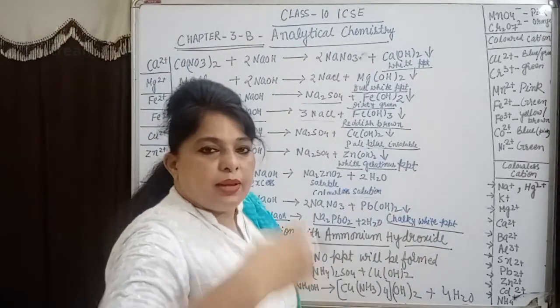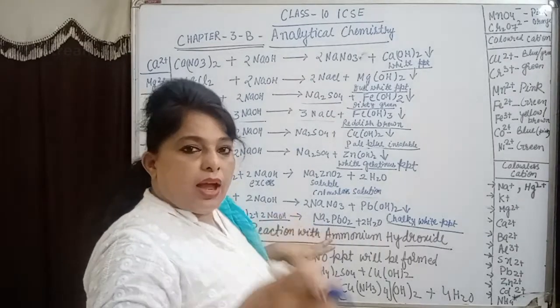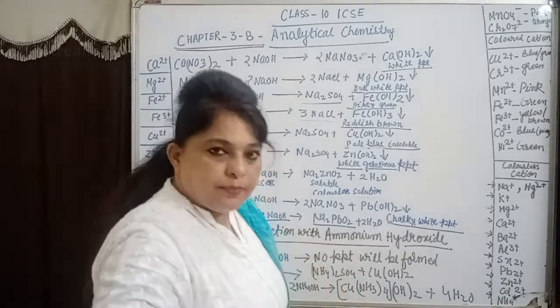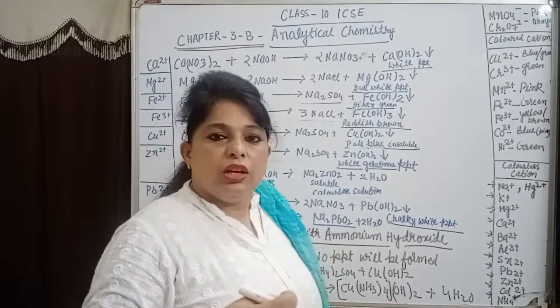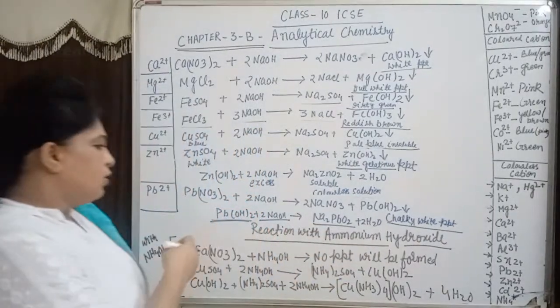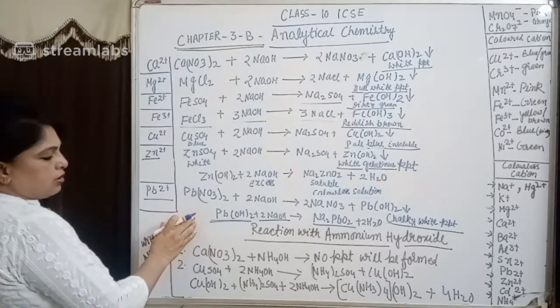So now when you take this chalky white precipitate and add sodium hydroxide, this chalky white precipitate will become soluble in excess of sodium hydroxide. Why is it soluble? Because there is a formation of sodium plumbite. Sodium plumbite is a soluble salt, right? So we have understood the presence of the lead ion here with the help of this test.